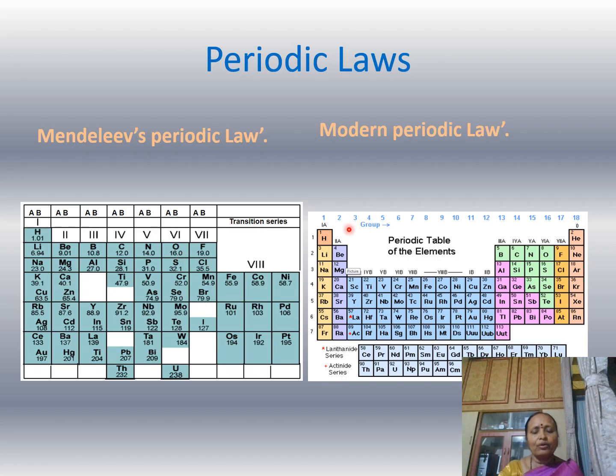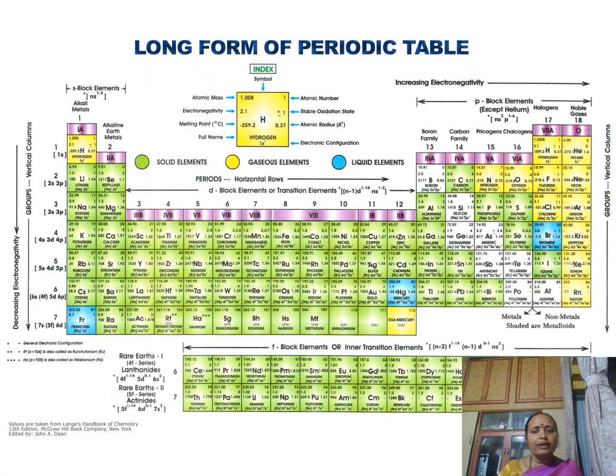Then later on, a modern periodic law was given, and this was based on the increasing order of their atomic number. The modern periodic law states that the elements are arranged in the increasing order of their atomic number. Now we have the long form of the periodic table, where the elements are arranged based on their electronic configuration. That is, in each element, the last electron or the differentiating electron is entering into which orbital. So based on this, we have the long form of the periodic table.